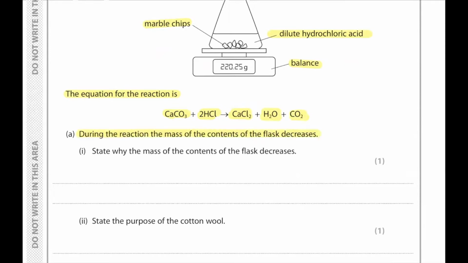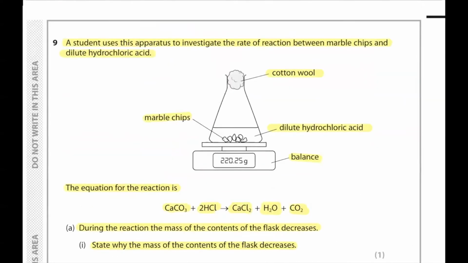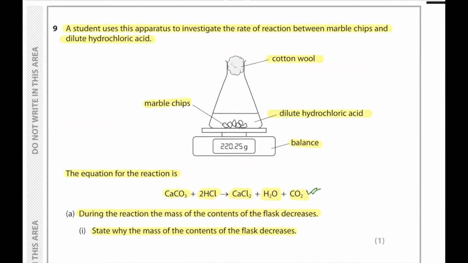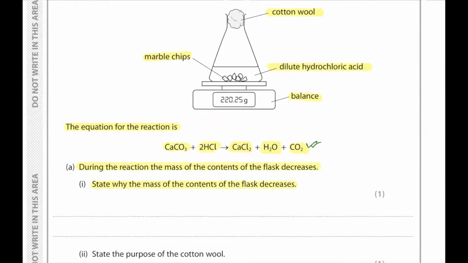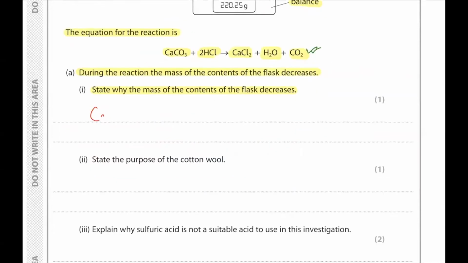During the reaction, the mass of the contents of the flask decreases. State why the mass of the contents of the flask decreases. The reaction produces carbon dioxide gas, as we can see from the equation. And since this reaction produces carbon dioxide gas, the carbon dioxide gas escapes, and that's why the mass decreases.